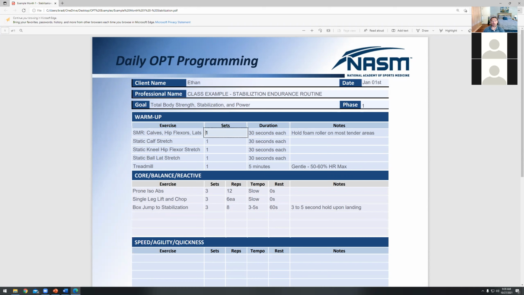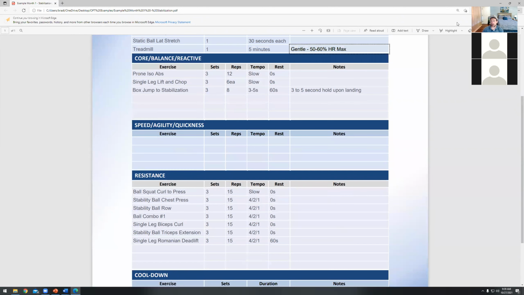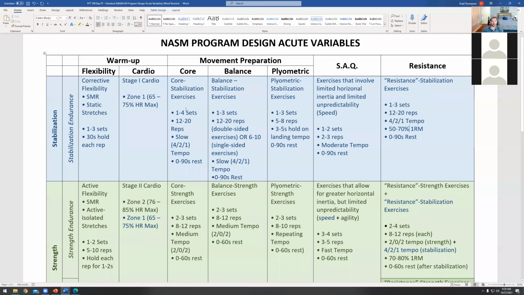We're SMRing those, and then we static stretch their calves, hip flexors, and lats, and get them on the treadmill. You'll notice that this isn't stage 1 cardio. It's just gentle, 50 to 60% heart rate max, nothing crazy there. Then we do a core stabilization exercise, balance stabilization, and reactive stabilization: the prone iso abs, the single leg lift and chop, and the box jump to stabilization. 3 sets, because for all these it's 1 to 4, 1 to 3, 1 to 3.